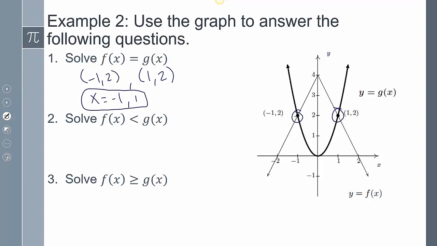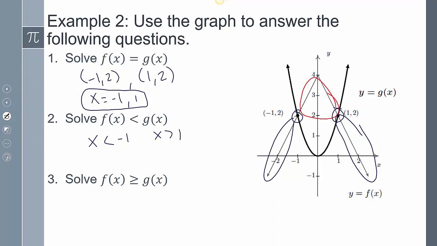Now solve where is my f of x less than my g of x. So that's going to be here and here. And so my inequality that represents that is going to be x is less than negative 1 and x is greater than 1. And then it says solve where my f of x is greater than the g of x, and that's going to be this region here. And so that's going to be between the values negative 1 and positive 1.